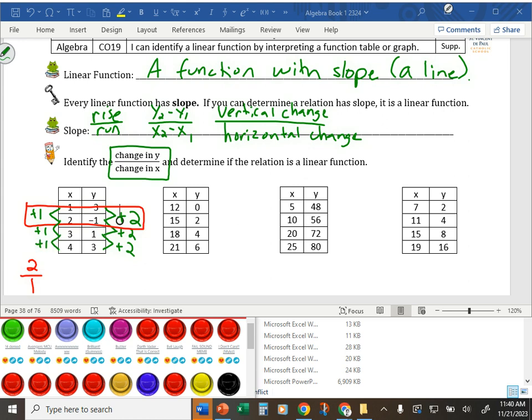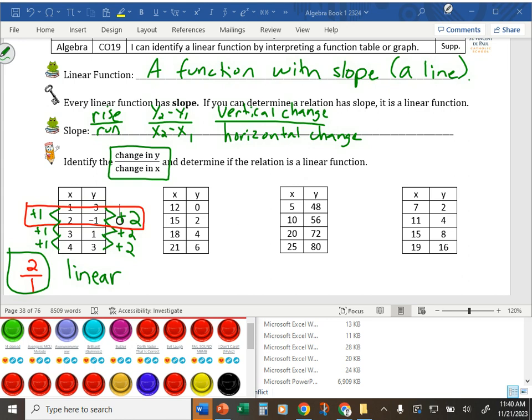So because all of these are consistent, +2, +1, +2, +1, +2, +1, is it linear? Yes, because that change in y over change in x is consistent. And not only that, but we also just figured out what the slope is. The slope is 2 over 1.